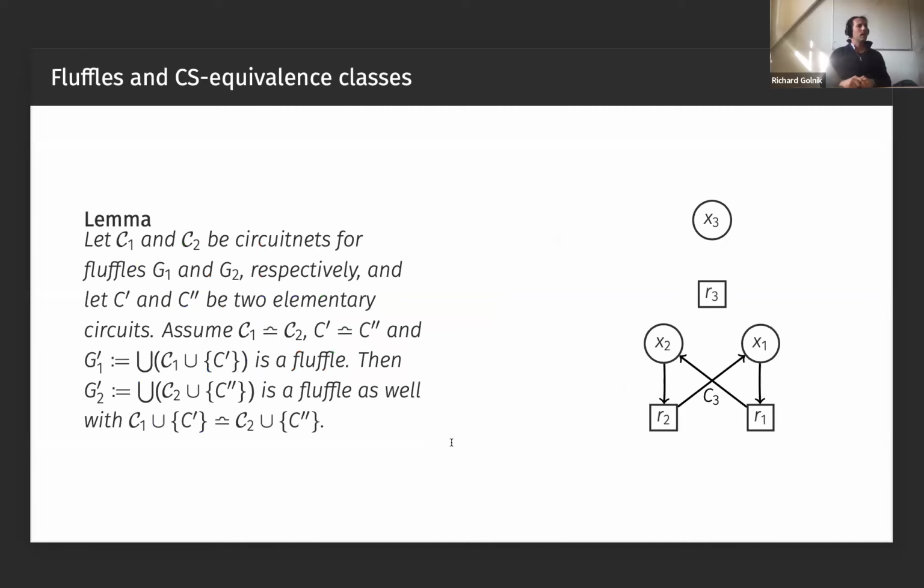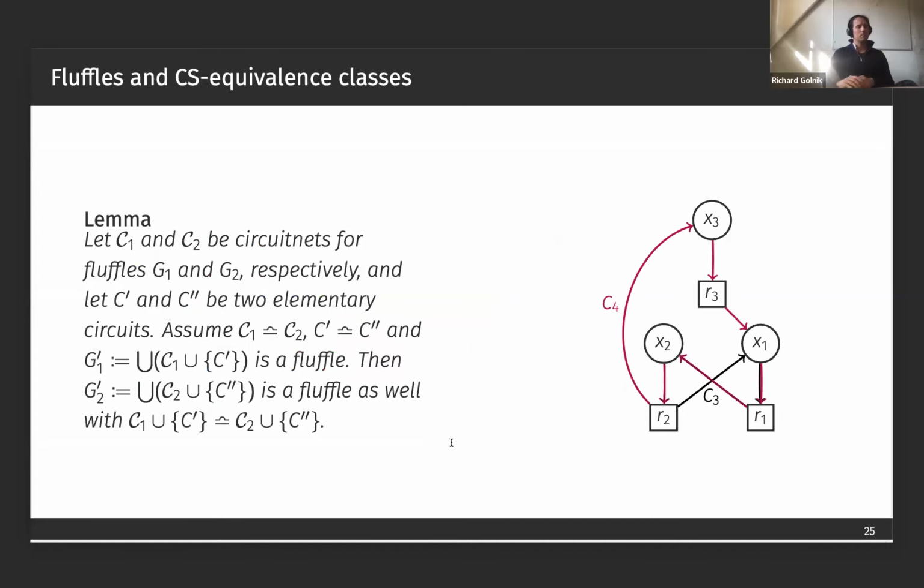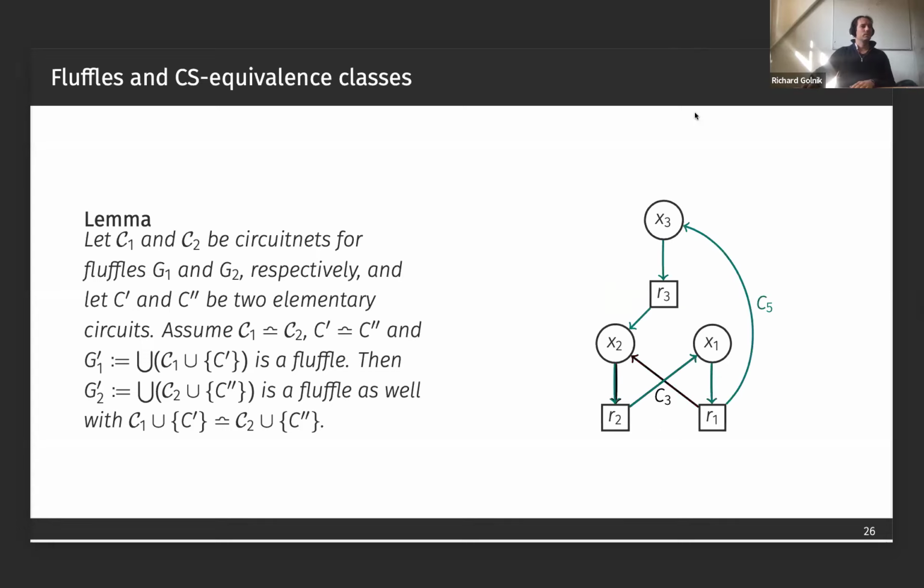So the last thing we had to ask was, if we now have representatives of one equivalence class and a representative of an elementary circuit child selection equivalence class, if we stick them together, do we get basically the same as if we stuck together two other representatives of both classes? And this is actually the case. So for example, here, this example has to be modified, because actually C4 is already giving us the whole fluffle, but C4 combined with C3 is the same as C5 with C3.